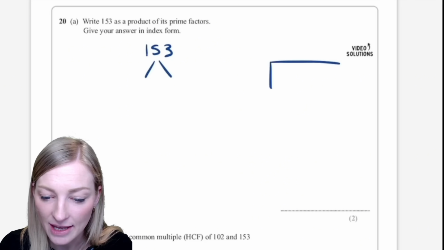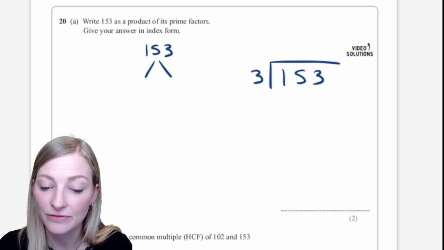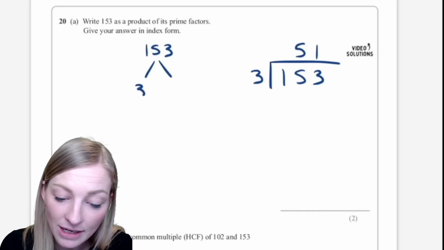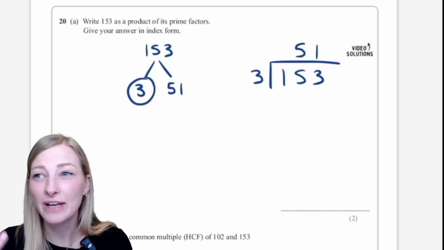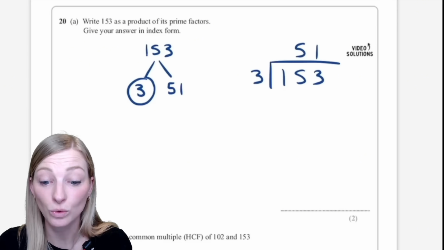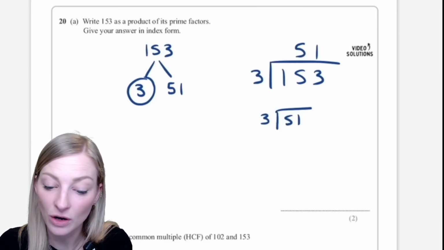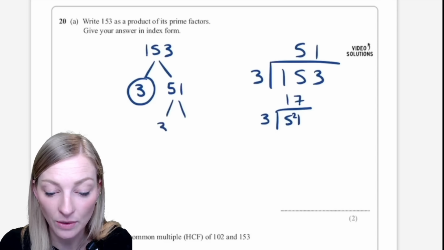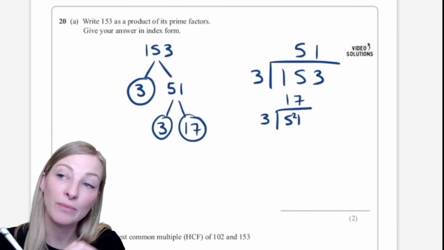So let's just go over here and do our bus stop. 153 divided by 3. 3 into 15 goes 5 times, and 3 into 3 goes once. So this is 3 times 51. And 51 feels like a prime number, but it isn't. Again, 5 add 1 is 6. So we know it's also in the 3 times table. So let's do 51 divided by 3. 3 into 5 goes once, remainder 2. And 3 into 21 is 7. So this is also in the 3 times table. 3 times 17.